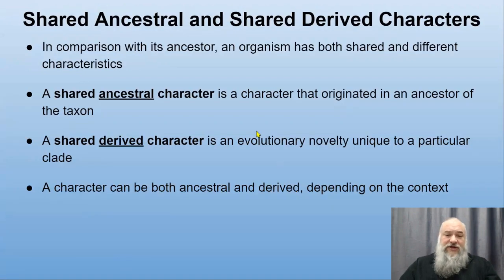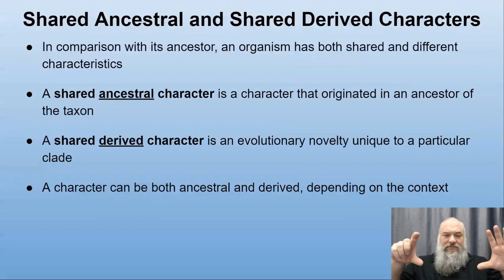Shared ancestral and shared derived characters. So within a clade, in comparison with its ancestor, an organism has both shared and different characteristics. A shared ancestral character is a character that originated in an ancestor of that taxon or that clade, depending on which system you're using. So a shared ancestral character is something that the common ancestor to all the other ones in that group had. Their ancestor had this, so they all share their ancestor's character. A shared derived character is an evolutionary novelty unique to a particular clade.